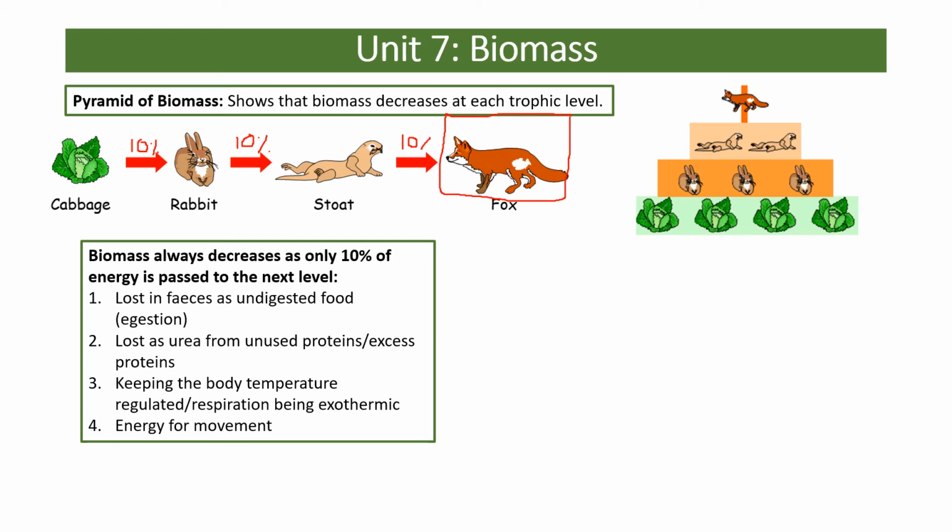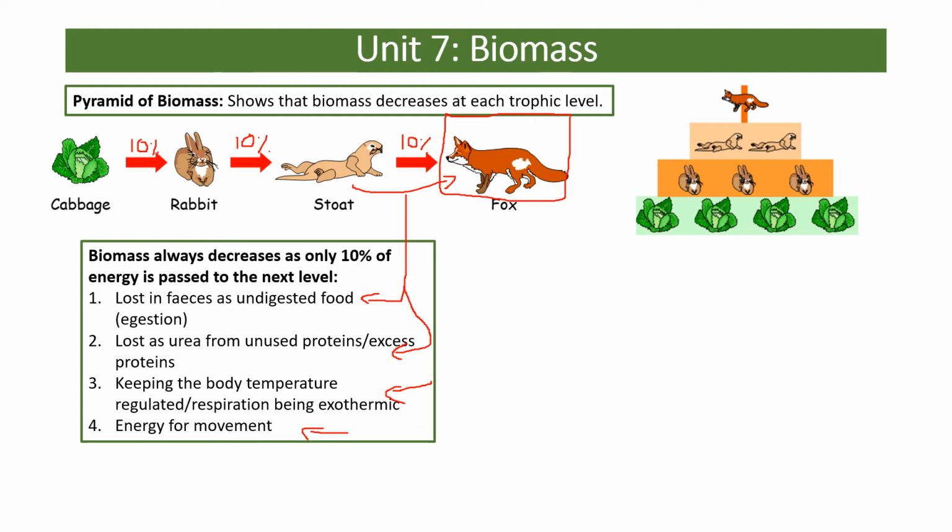The reason that this energy isn't passed on and therefore the biomass decreases is because the energy gets used up by that living thing. So for example, if we're going from the stoat to the fox, the energy isn't 100% passed on, because some biomass is lost as undigested food. It's not converted to energy or into new parts of the stoat. Some is lost as urea. So some of it's lost as feces, some of it's lost as urea. The stoat uses energy itself to keep warm, and it uses energy to move. So therefore, we don't pass on all that energy.